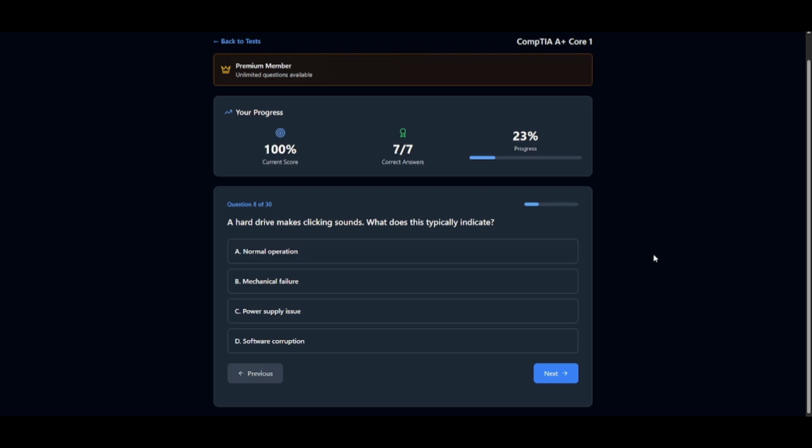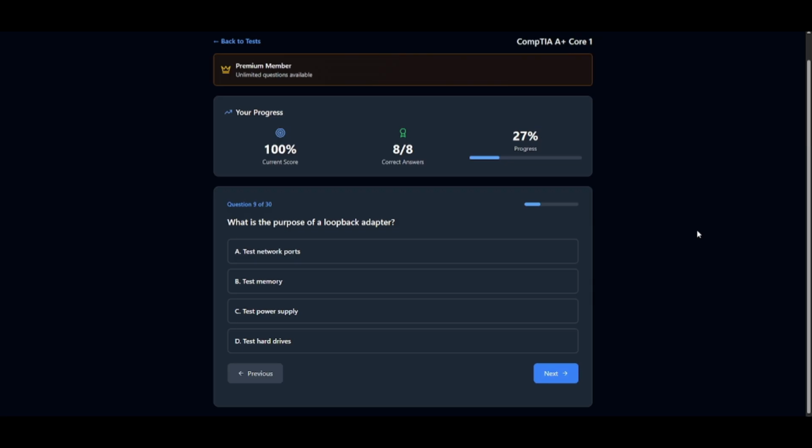Question number 8. A hard drive makes clicking sounds. What does this typically indicate? Think about it for a moment. And of course, the answer would be B, mechanical failure. Of course, software corruption would not make sense in this context. Normal operation, definitely not, because you're hearing a clicking, of course. And it would not be C because, of course, the power supply is its own unique part. So we get B as our answer for this question.